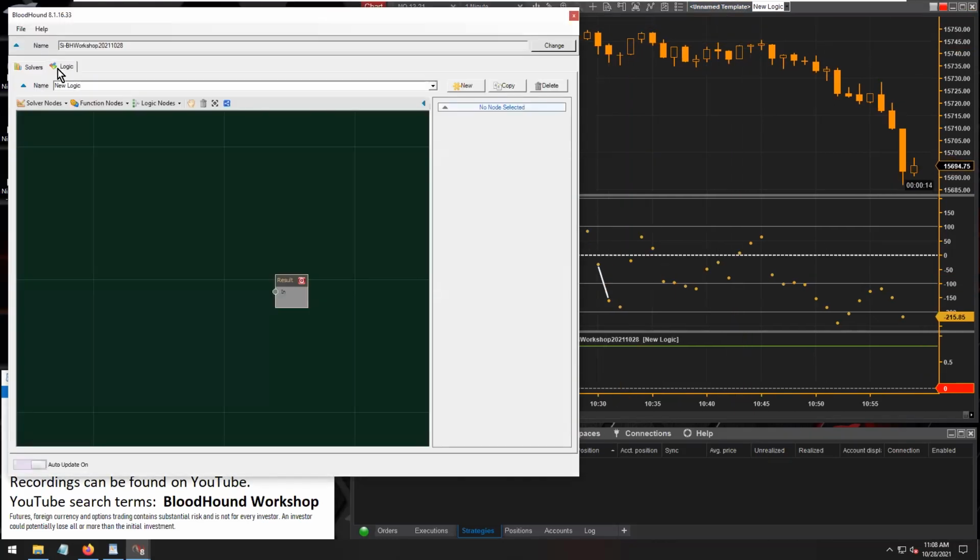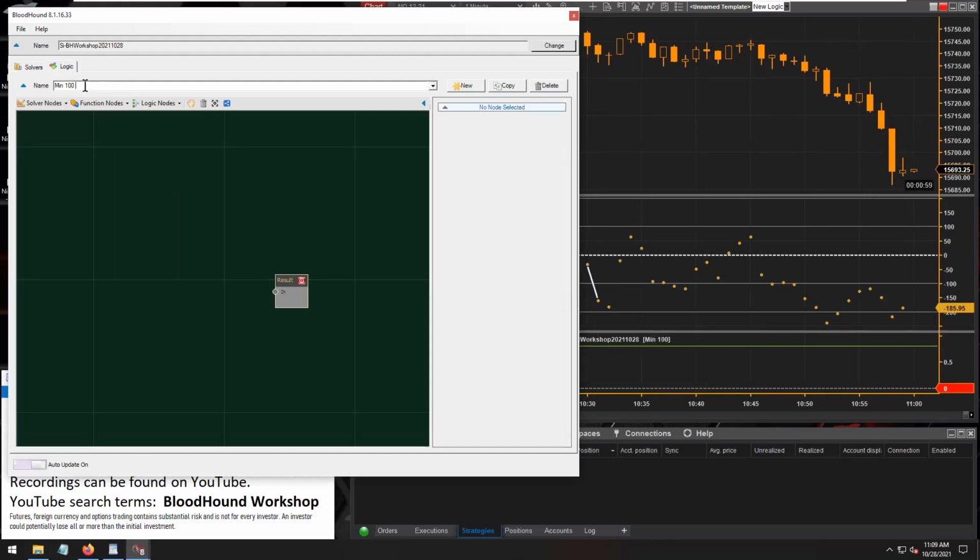Let's switch over to the logic tab here, and we can start working on the logic board. All right, so that's what we're going to find, a minimum movement of 100. Again, slope and distance moved are one and the same when it comes to charting.